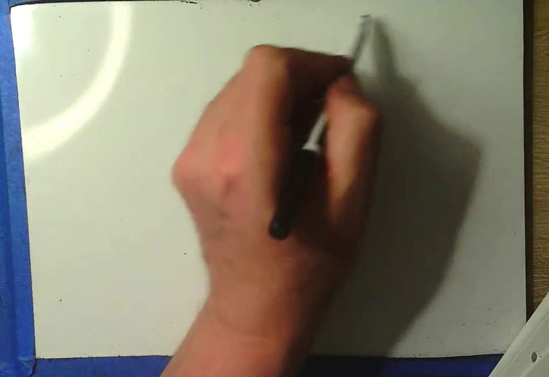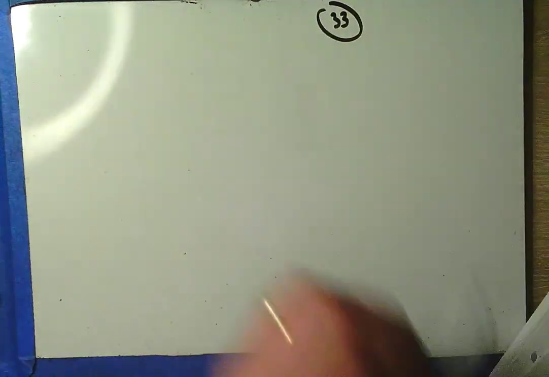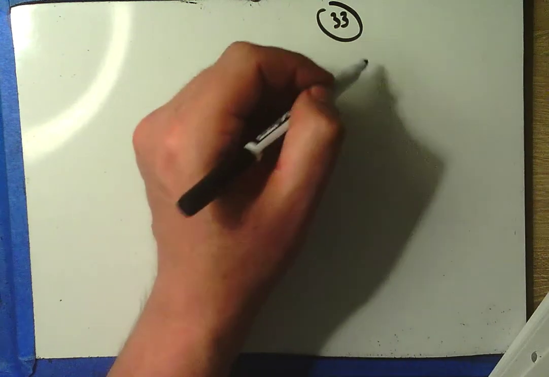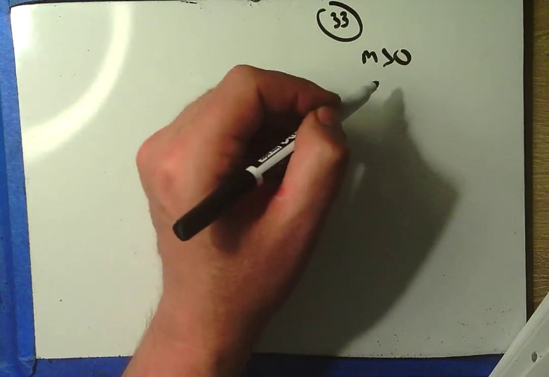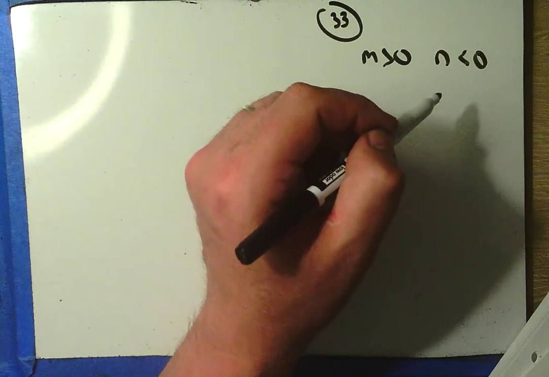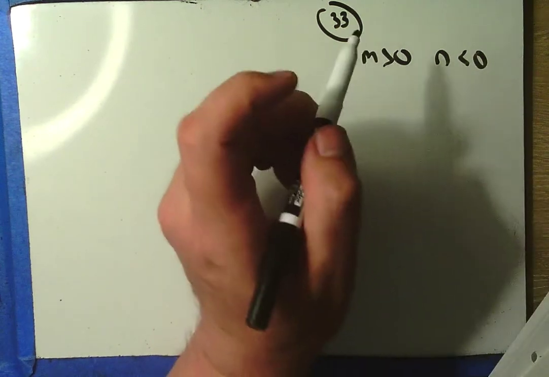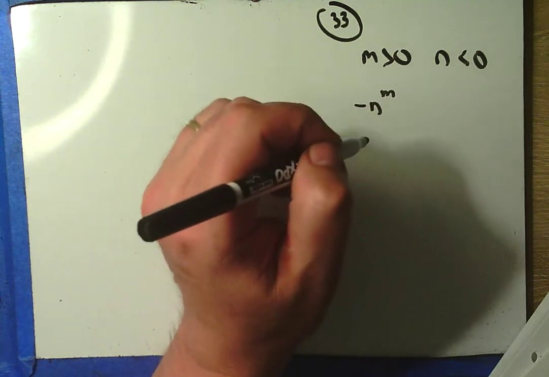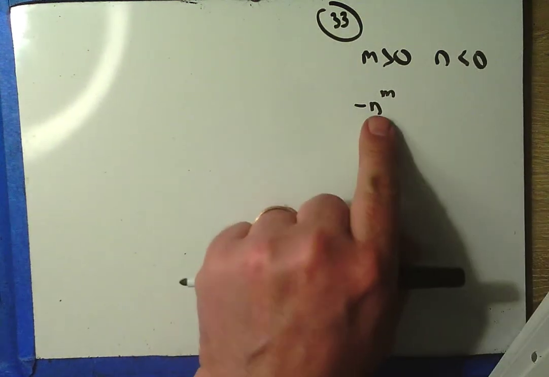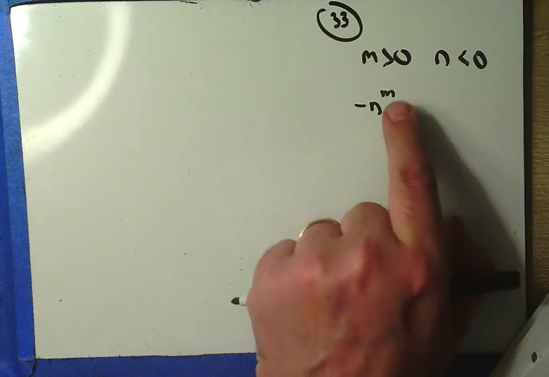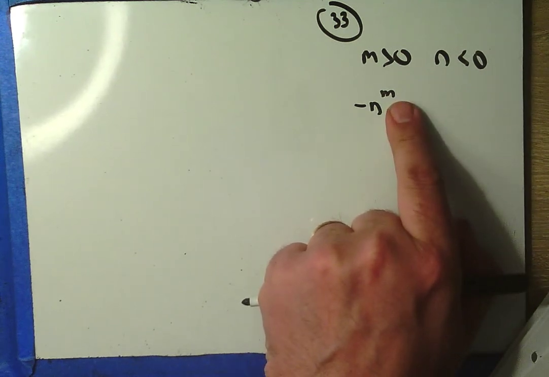Really? No kidding. 33. Assume that m and n are non-zero integers such that m is greater than 0 and n is less than 0. Which of the following must be negative? Okay, let's take a look at these. Negative n to the m. Well, so this is a negative number raised to an even power.